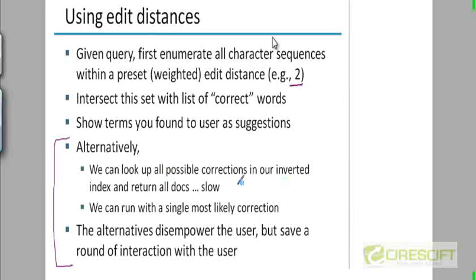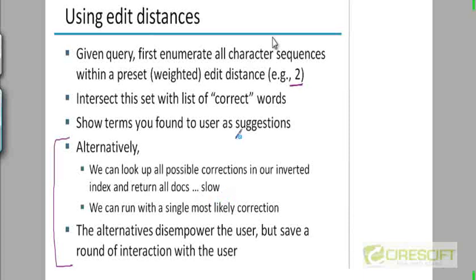Okay, one possibility is that we could look up all the possible corrections in the index. That means you take every single corrected word that is ranked over here and look at all the documents containing each of those words. Maybe the highest ranked term will correspond to 10 documents. So you will first present those 10 documents to the user. Then the next set of results will be the results for the second term in that ranked list, and so on. So you could present all possible corrections to the user.